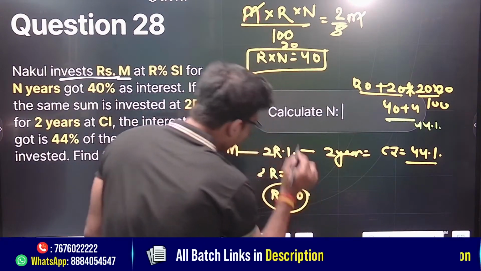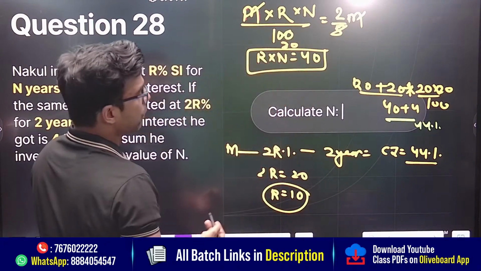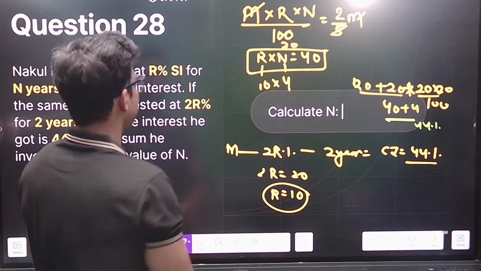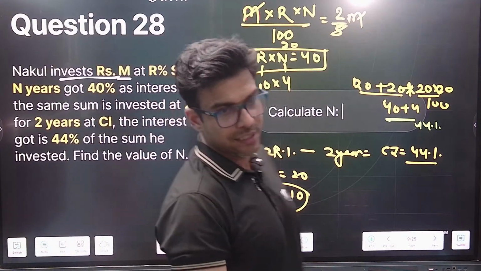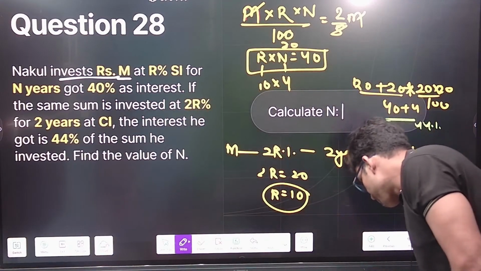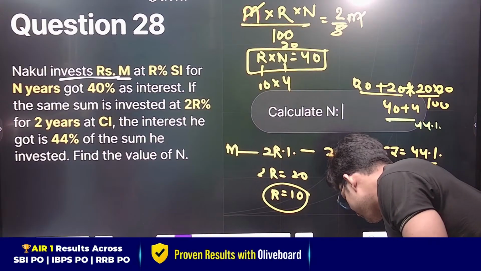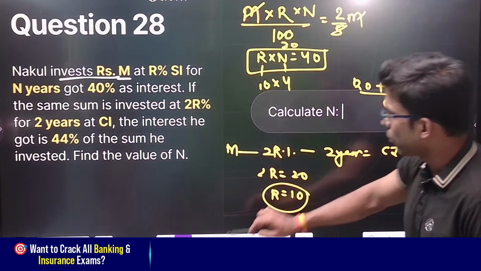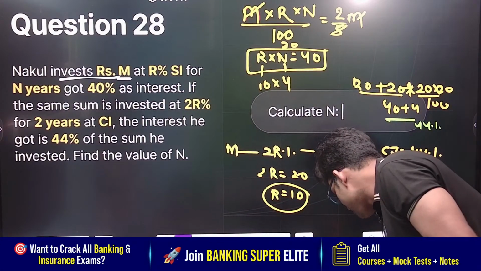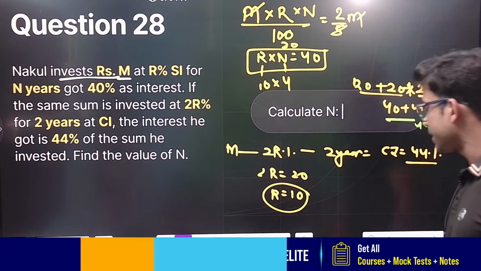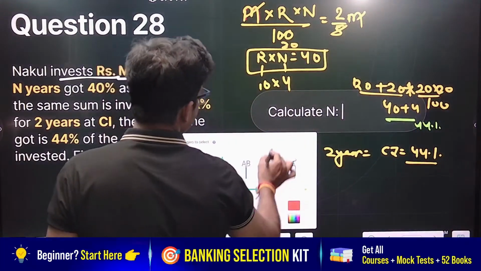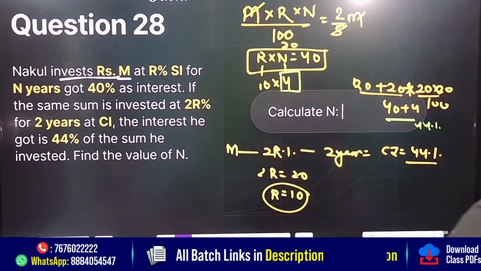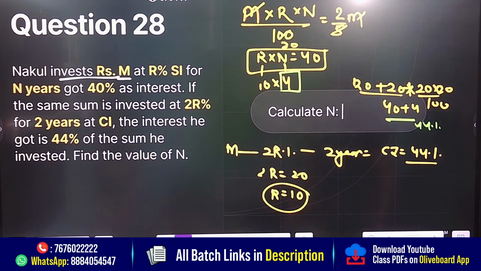Correct? Now your R is 10 and R into N is 40. If R is 10, what should be N? N should be 4. Find the value of N. So N should be 4. Isn't it, everyone? Clear? Your N should be 4. So I think none of you have answered me correctly. Is this clear, guys? N is coming 4 for all of you?